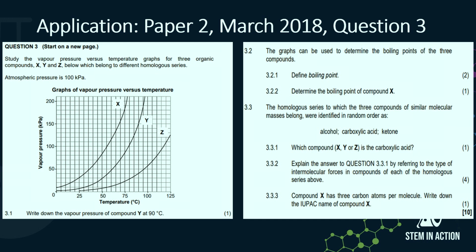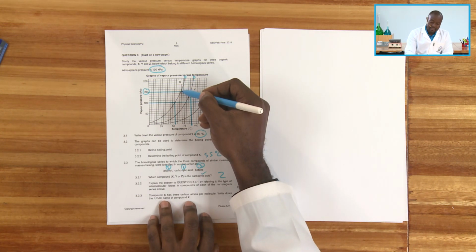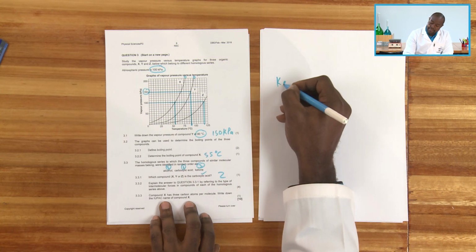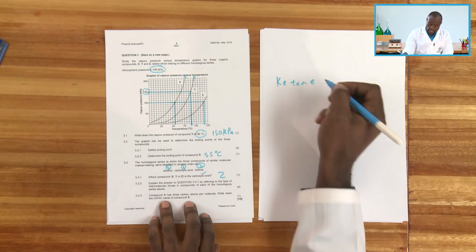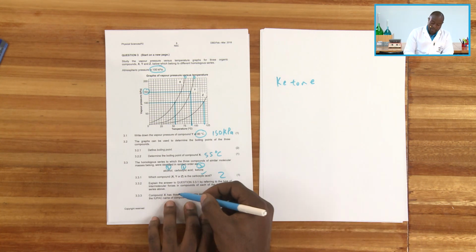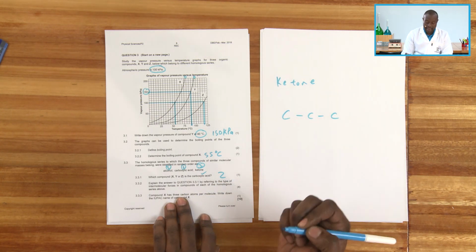Then we move on to 3.3. And it says compound X has 3 carbon atoms per molecule. Write down the IUPAC name for compound X. So we already know that our compound X is the compound with the least boiling point. Therefore, our compound X is our ketone. And we are now told that compound X has got 3 carbons. So it has got 1, 2, 3 carbons.